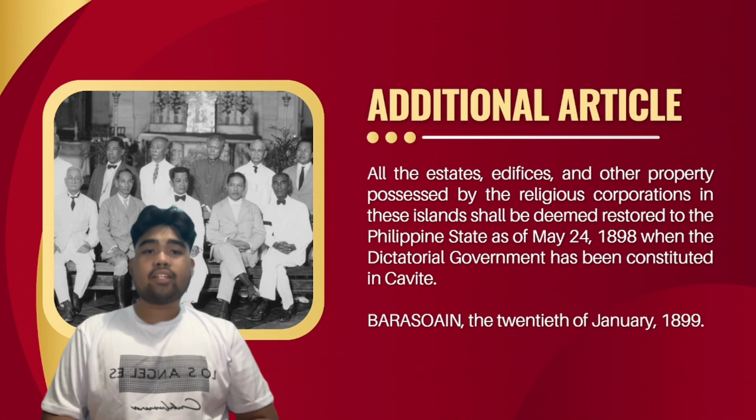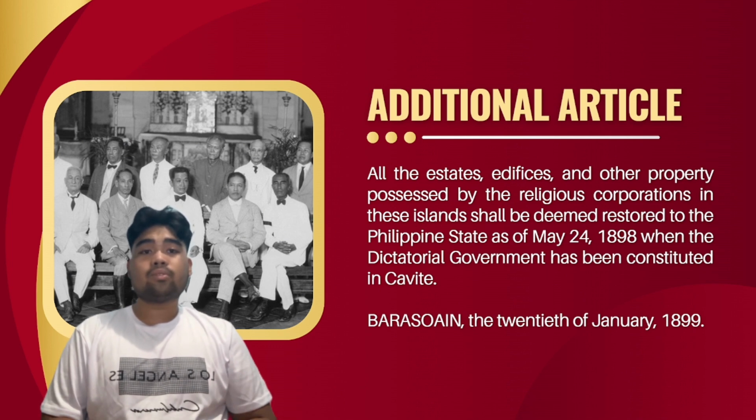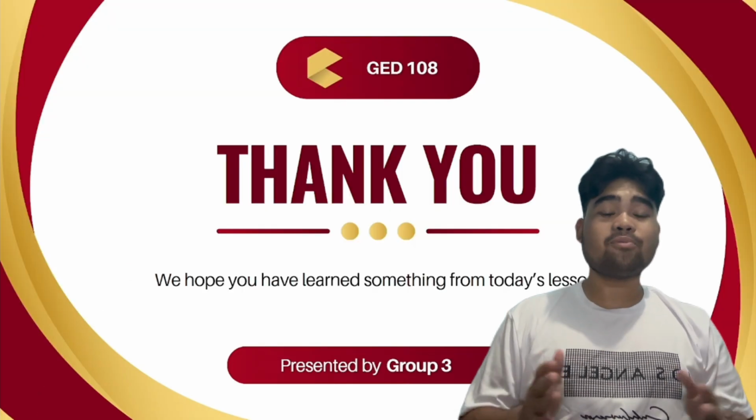For the additional article, it states that all the estates, edifices, and other property possessed by the religious corporations in these islands shall be deemed restored to the Philippine state as of May 24, 1898, when the dictatorial government was constituted in Cavite. And that's it for today.